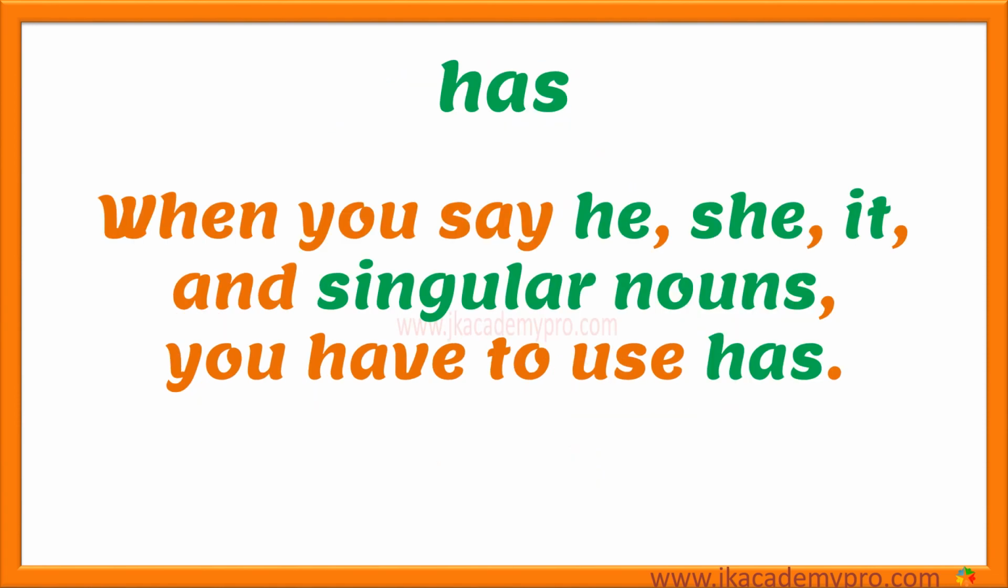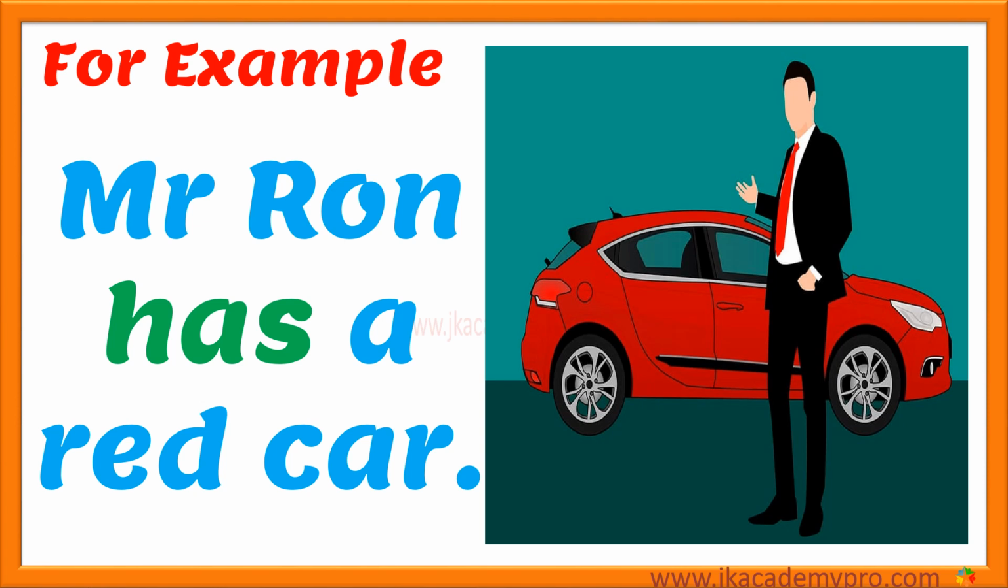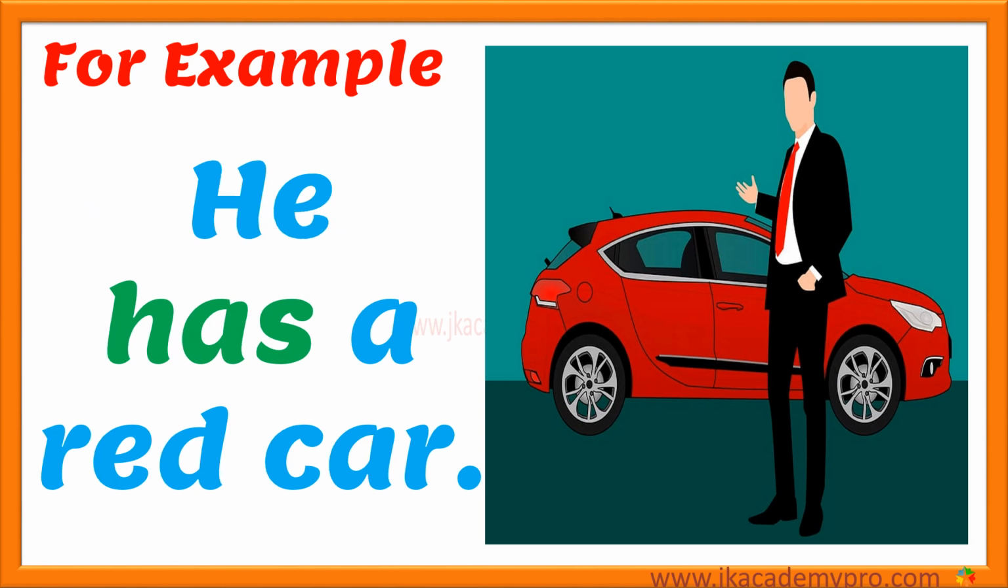Let's revise when to use has. When you say he, she, it, and singular nouns, you have to use has. Now let's understand this verb has with the help of some sentences. For example, here we have Mr. Ron has a red car. The verb has tells us that Mr. Ron possesses the car. So he has the red car. Instead of Mr. Ron, we can also use the pronoun he. And we say, he has a red car.